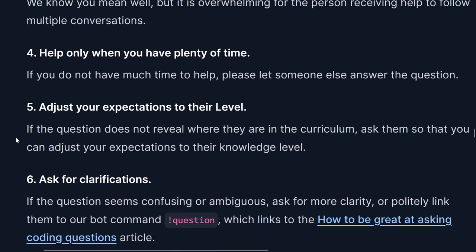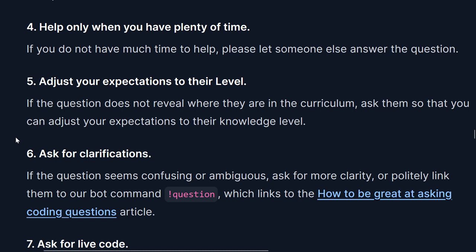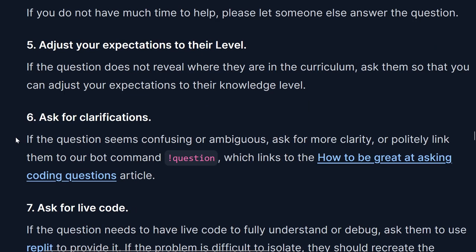Fourth, help only when you have plenty of time. If you do not have much time to help, please let someone else answer the question. Fifth, adjust your expectations to their level. If the question does not reveal where they are in the curriculum, ask them so that you can adjust your expectation to their knowledge level.